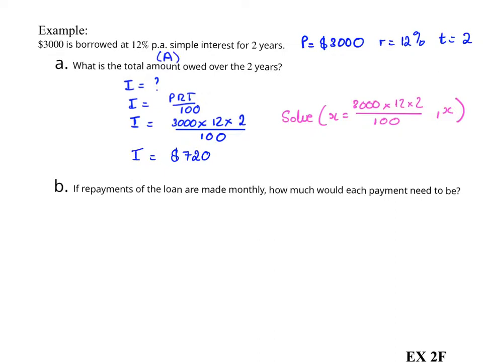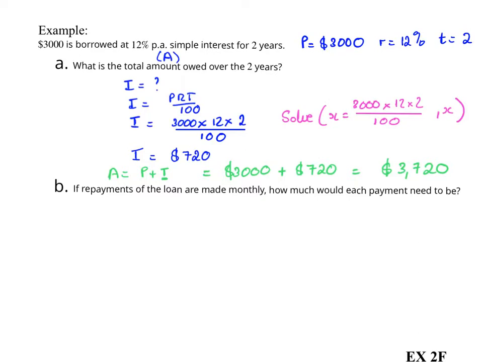So A, remember, A was equal to the principal plus the interest. This is now the total amount that you would have to borrow because you're charged for borrowing. So it would be equal to the principal, which was $3,000, plus the interest charged on it, which was $720. So all up, you end up paying back $3,720.